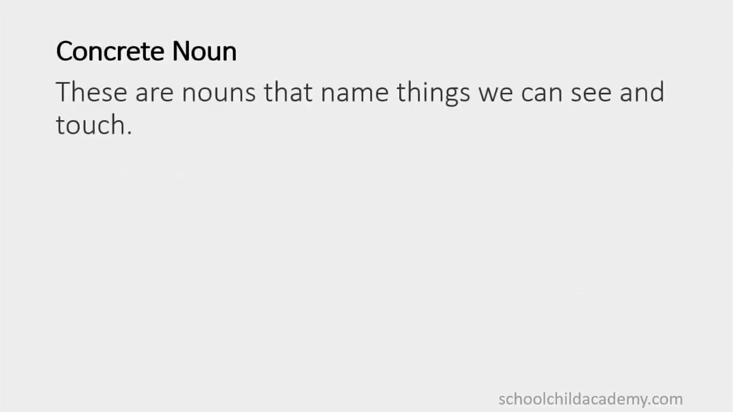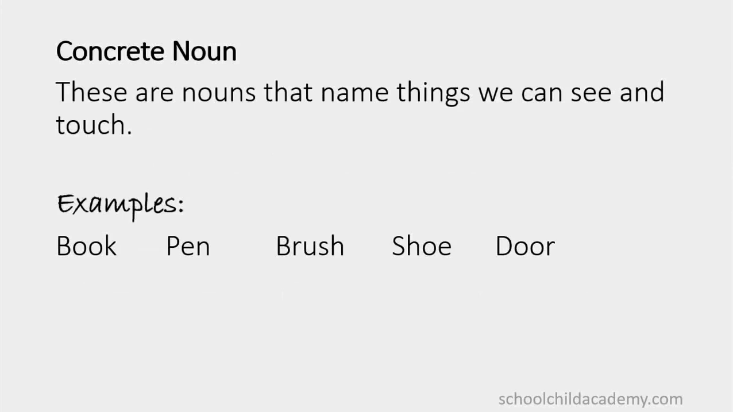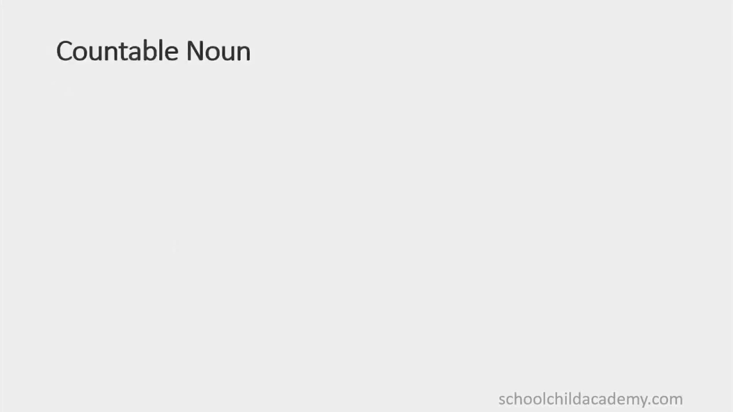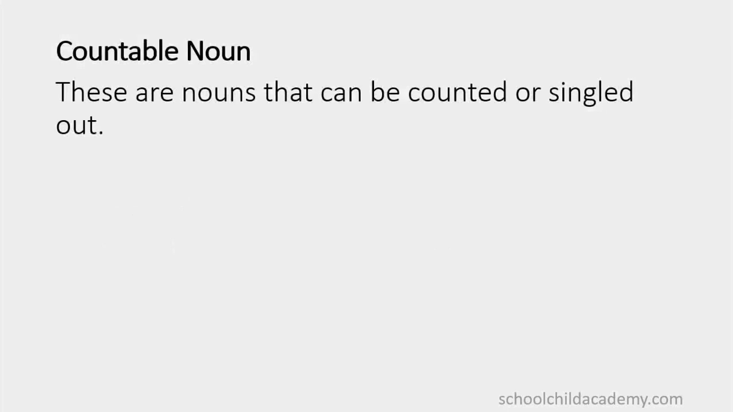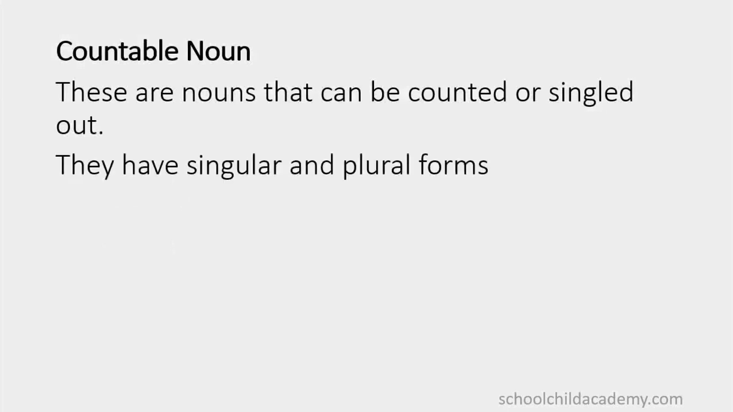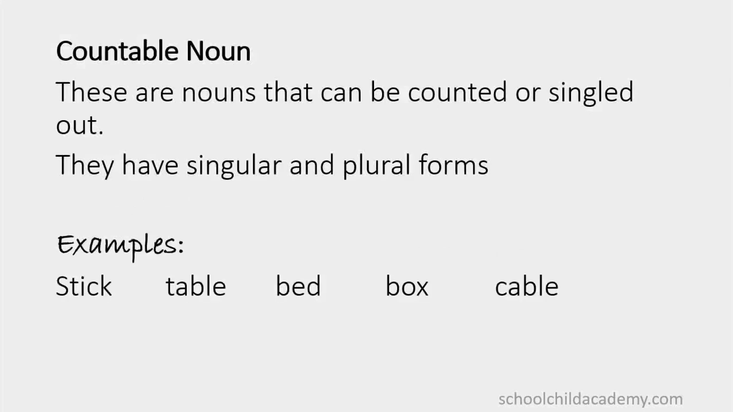Concrete noun. These are nouns that name things we can see and touch. Examples: book, pen, brush, shoe, door, etc. The countable nouns. Countable nouns are nouns that can be counted or singled out. They have singular and plural forms. Examples: stick, table, bed, box, cable.